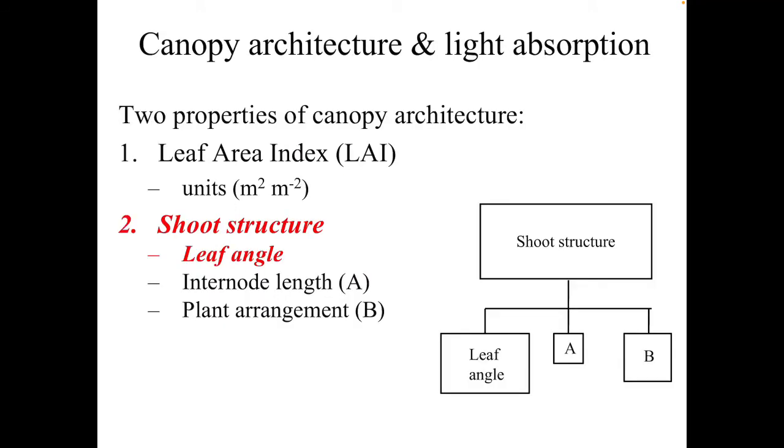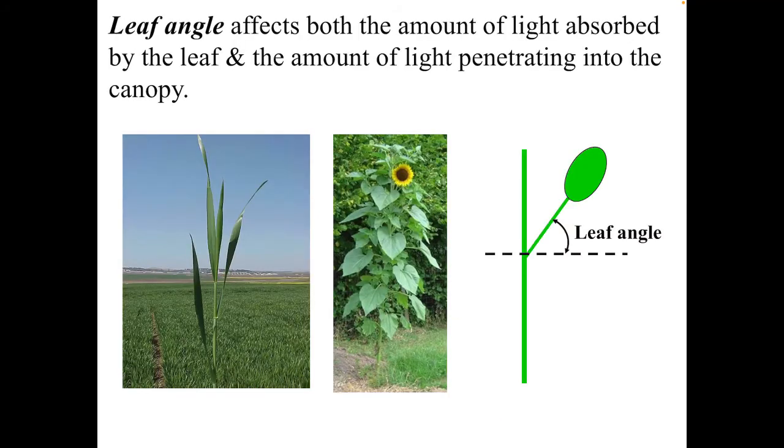All right, canopy architecture and light absorption. These again are things that we can control. The leaf angle, the internode length, and the plant arrangement. So again, the size of the boxes are going to be important here, so this leaf angle becomes one of the most important things that we can deal with.